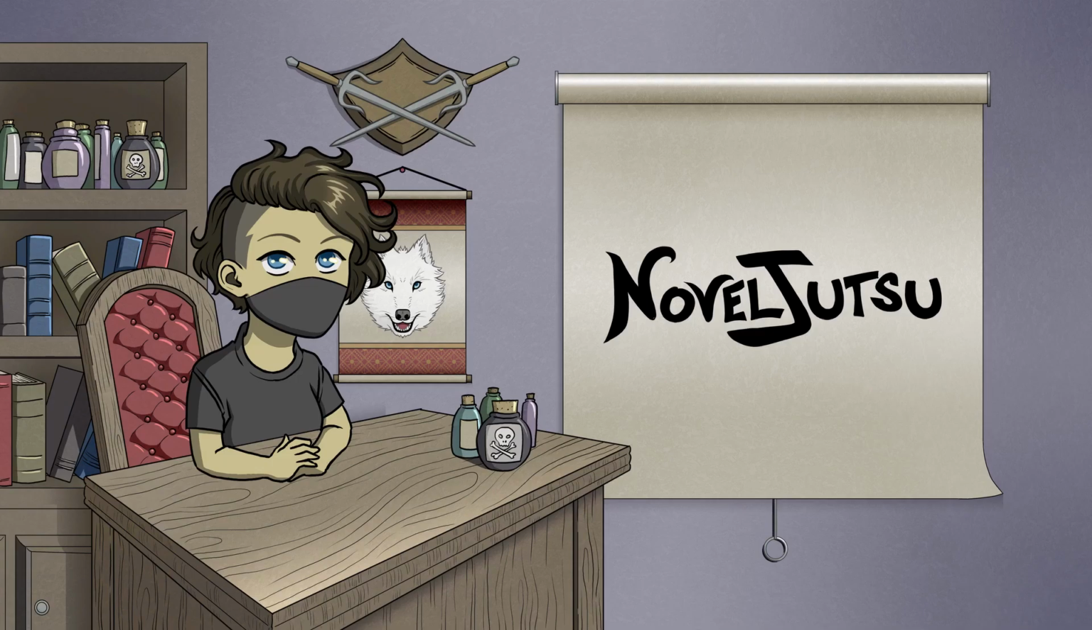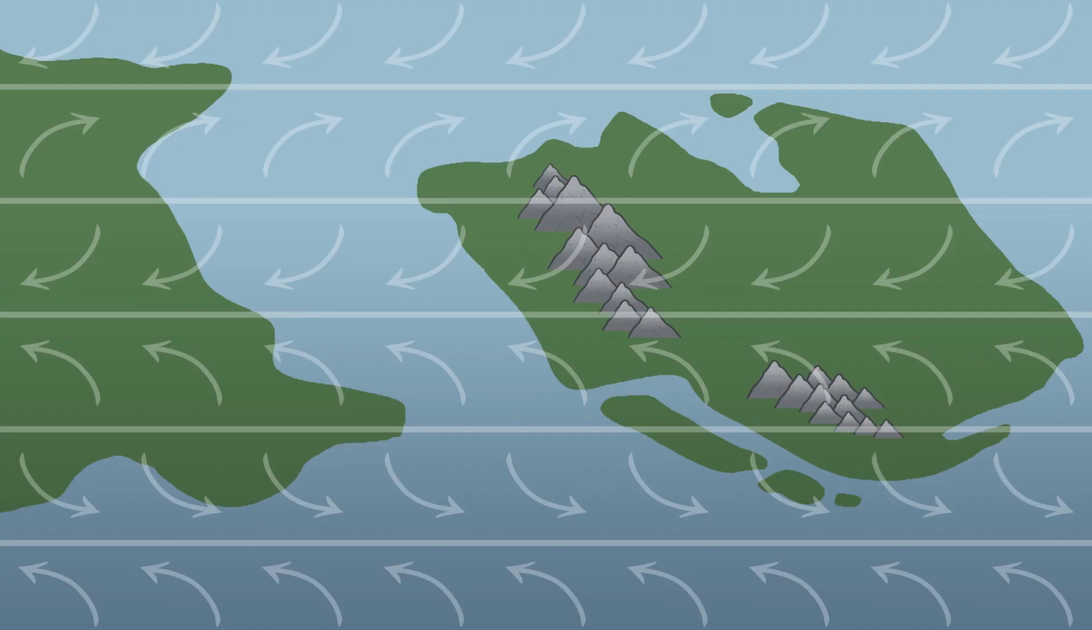I'm going to use the term Chinook here because that's the term I'm familiar with, but these dry, warm, rain shadow winds go by many other names across the world. This kind of wind can happen when you have a mountain range occurring perpendicular to the prevailing wind patterns.